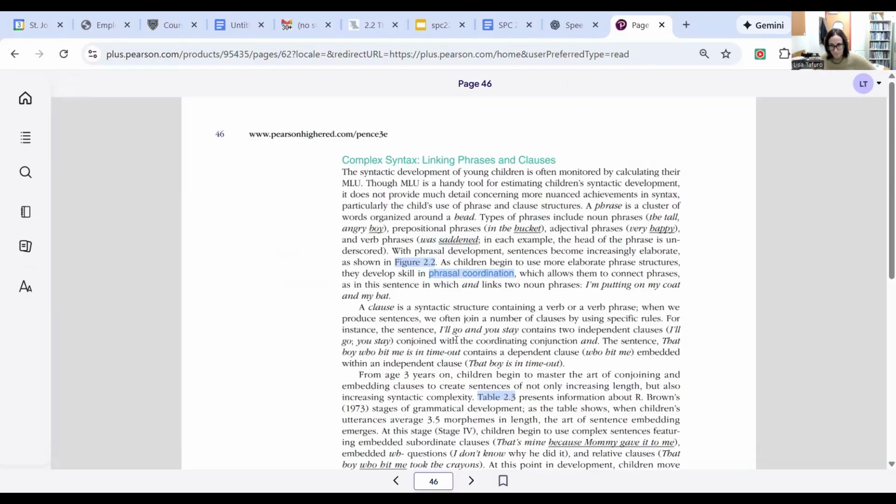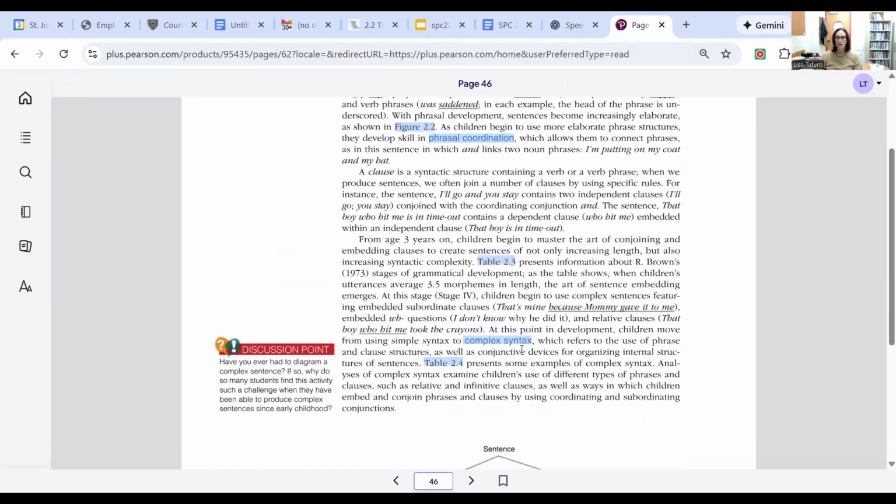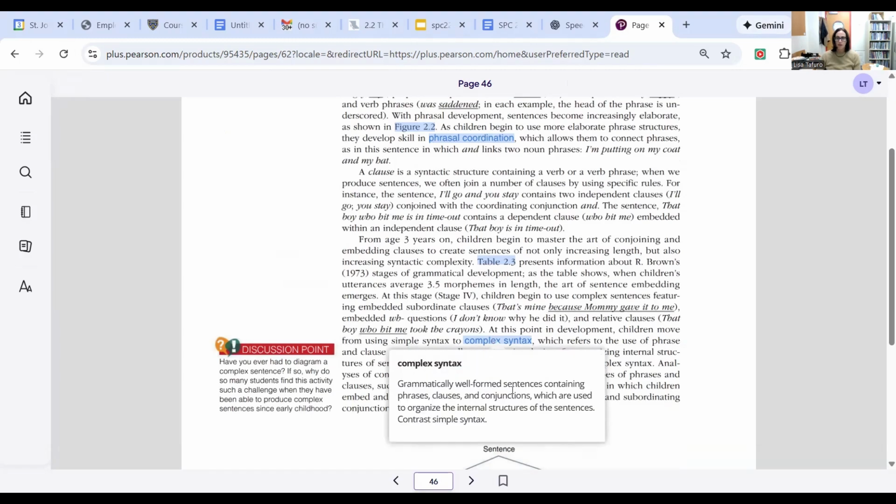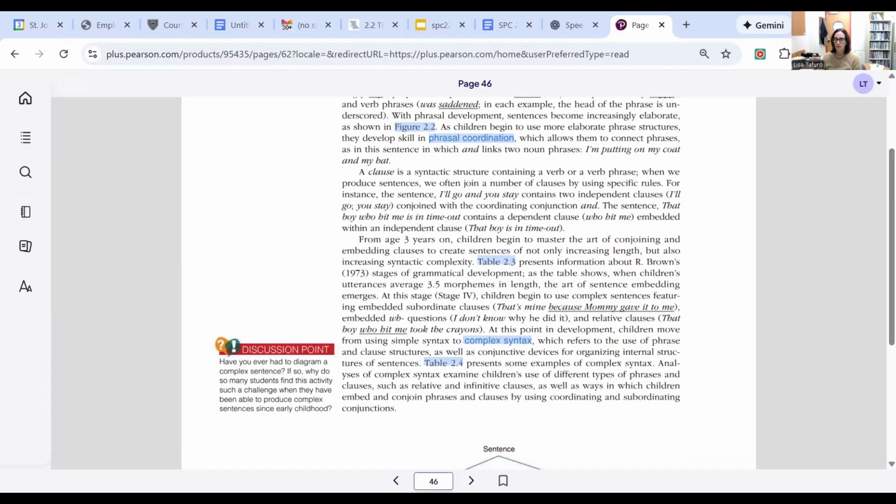And finally, we're talking about linking phrases and clauses to produce complex syntax. So I'd like you to read through this so that you can understand these very well-formed complex sentences that have combinations of phrases, clauses, conjunctions, right? All of which are organizing and structuring, internally in the sentence, a vast number of elements. And again, that's evidence of growing syntactic knowledge.